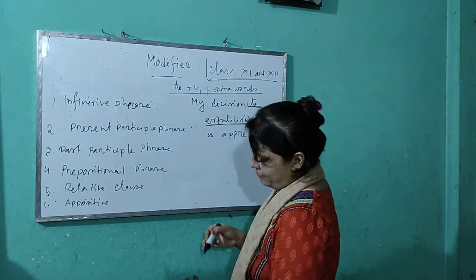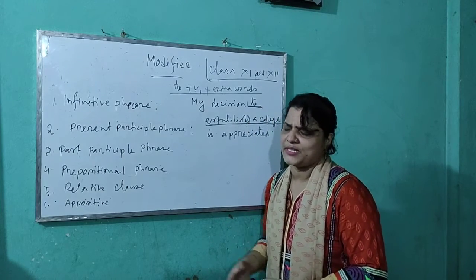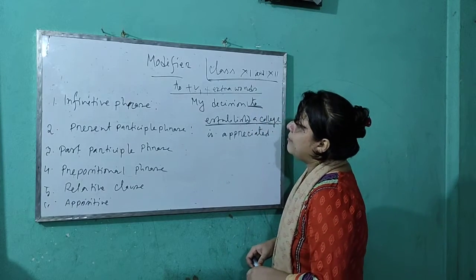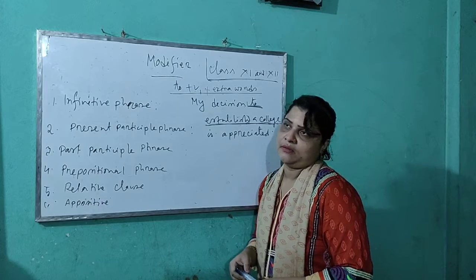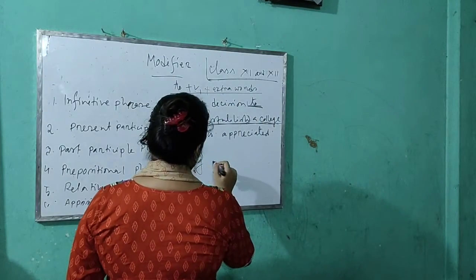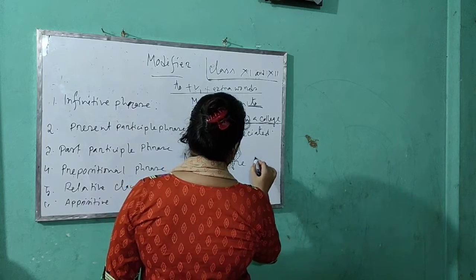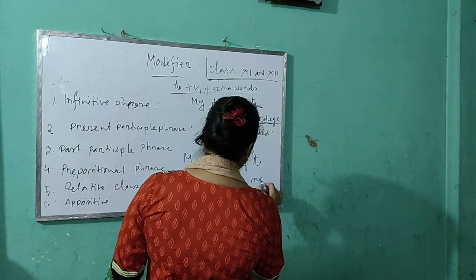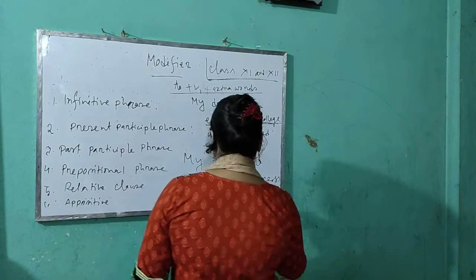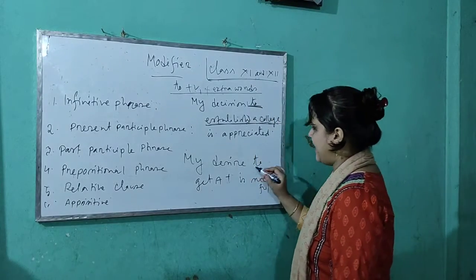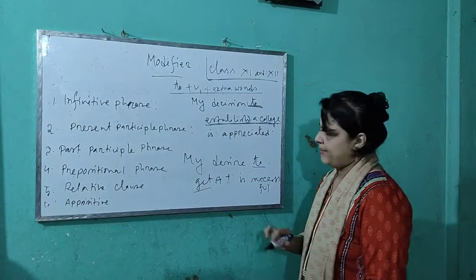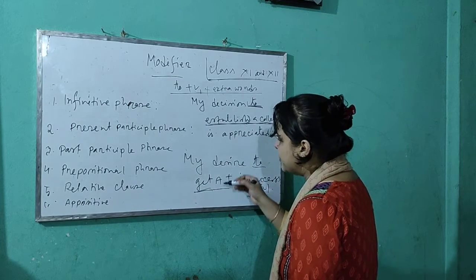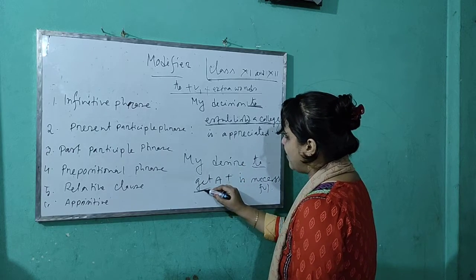There are lots of examples you can make. You can say, my desire to get A plus is successful. Listen, my desire to get A plus. So "to get" is the infinitive. But when you make it a little longer, when you place "A plus", this is called infinitive phrase.